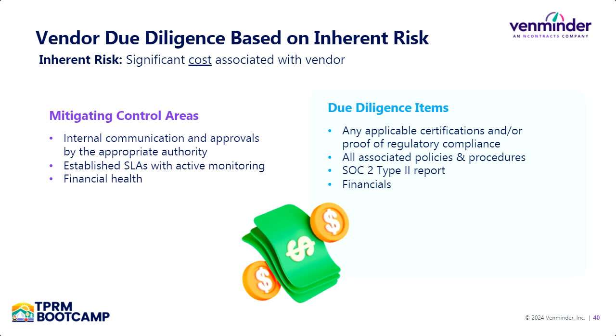All right, in our last example, we're looking at vendors where there's a lot of expense with the vendor. Maybe we've invested a lot to get this product or service up and running, or it just takes a lot of money to maintain the service. You know, our mitigating controls are going to make sure that we have really good SLAs with active monitoring, that the vendor's in good financial health, and that we have good internal communication and approvals around this product or service internally. From a due diligence perspective, we're going to get those certifications and proof of regulatory compliance. We're going to get all those policies and procedures. We're going to dive into the SOC 2 Type 2 report, and we're going to do a really deep dive into their financials.